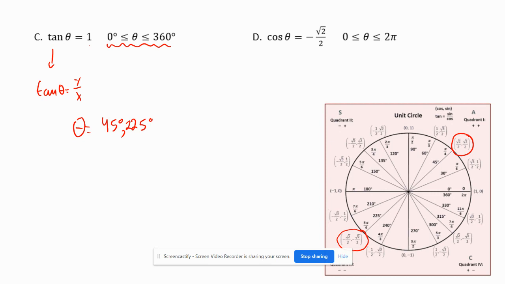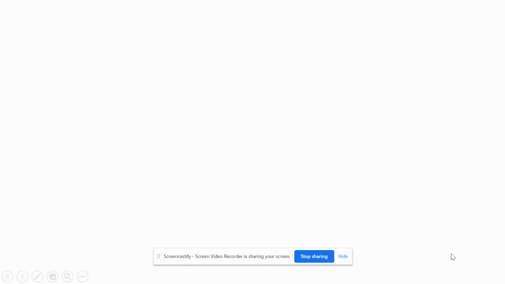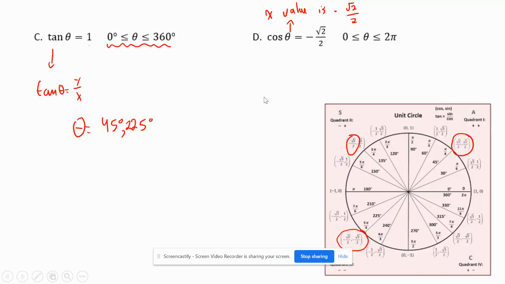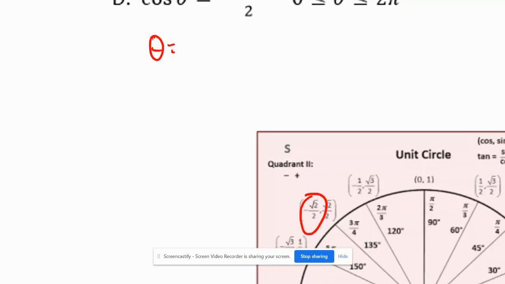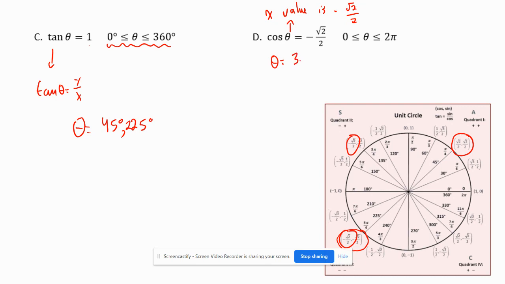Okay. Now, what this means again is the x value is negative root 2 over 2. So looking at our unit circle, where does that happen? It happens here and here. Okay. So these two angles are going to be theta equals 3 pi over 4 and 5 pi over 4. So they're going to be those two solutions.